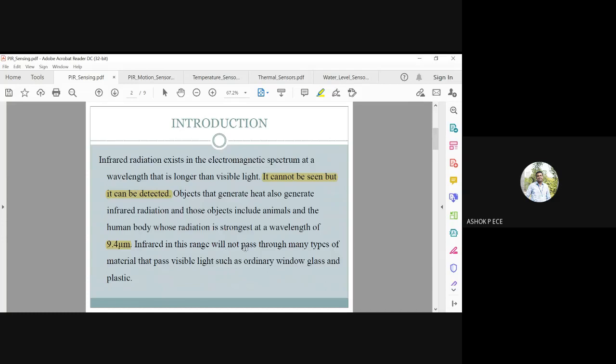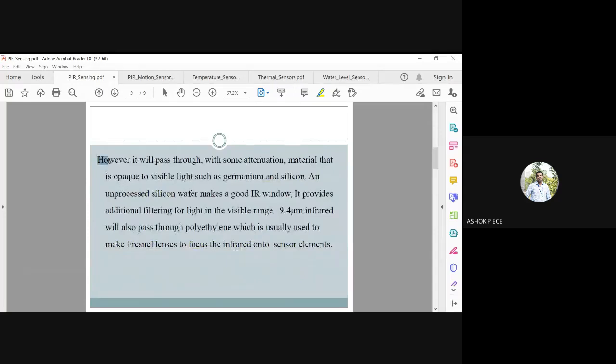This will not pass through many types of materials. Even a normal light, if you shine a torchlight at a wall, cannot penetrate through the wall. The light will be reflected back to you, right? In the same way, this infrared signal also cannot pass through many media, specifically window glass and plastic. Many materials which pass light, such as window glass and plastic, do not pass infrared radiation. However, they will pass, but there will be very high attenuation, so the ray will die out as soon as it enters the glass or plastic medium.